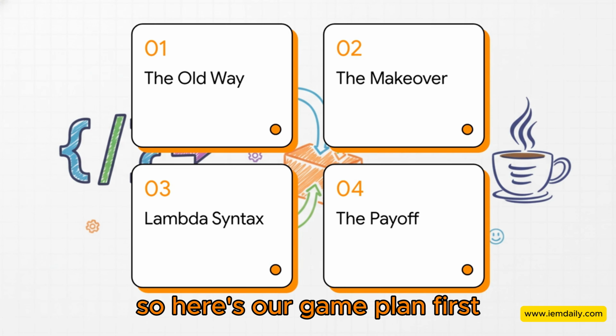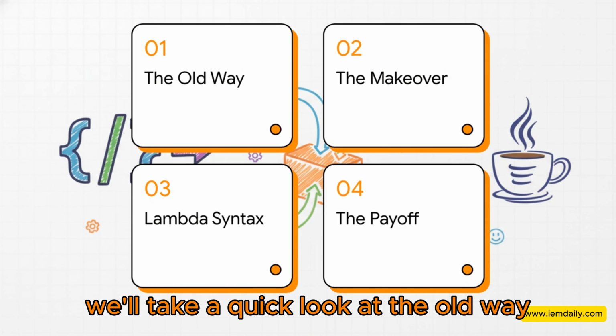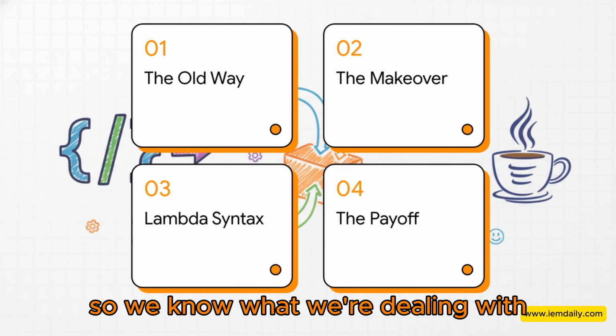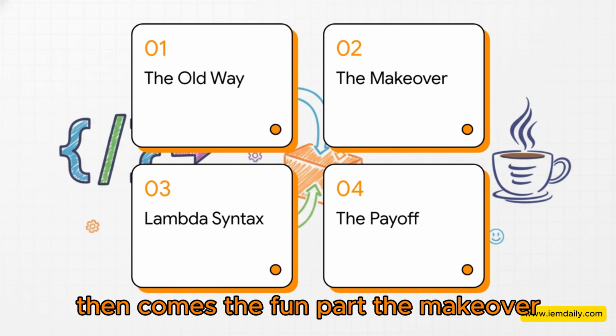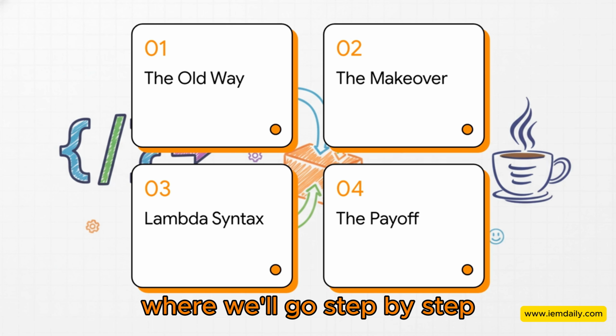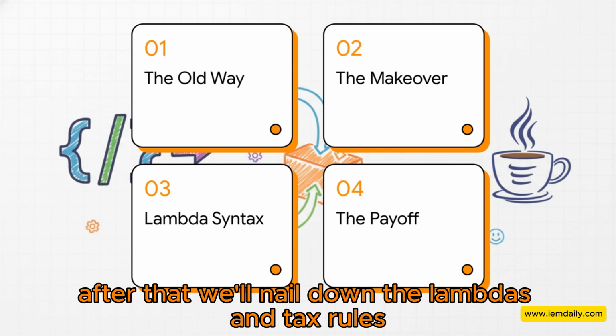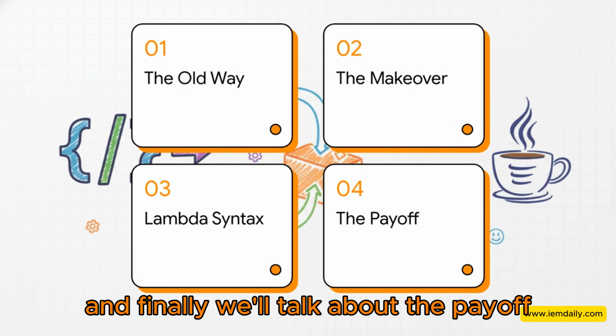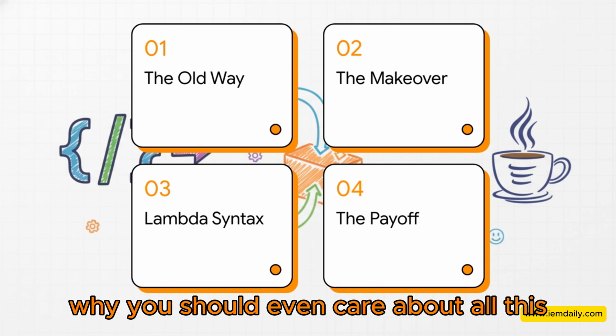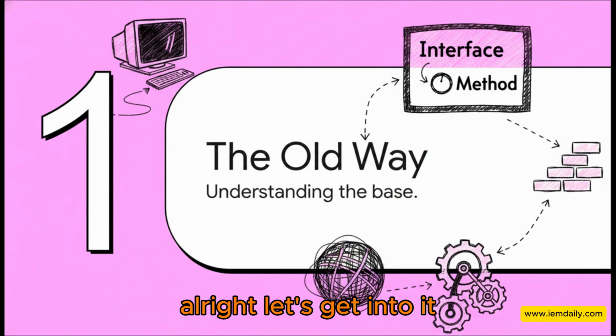So here's our game plan. First, we'll take a quick look at the old way, so we know what we're dealing with. Then comes the fun part, the makeover, where we'll go step by step. After that, we'll nail down the Lambda syntax rules. And finally, we'll talk about the payoff, why you should even care about all this. All right, let's get into it.